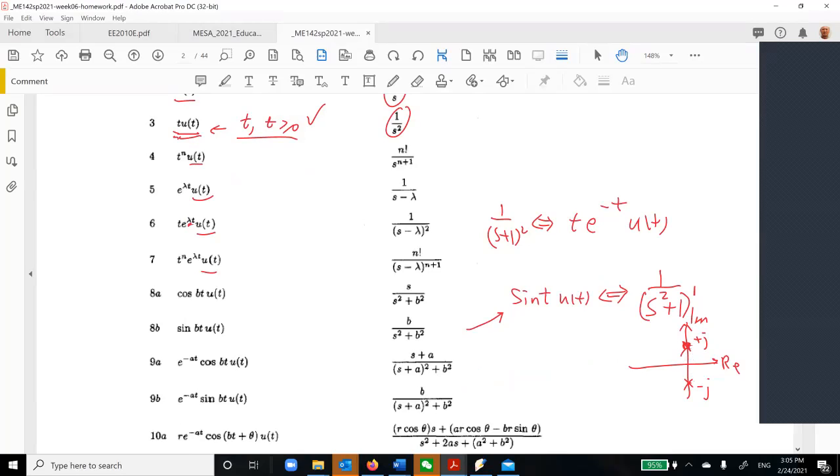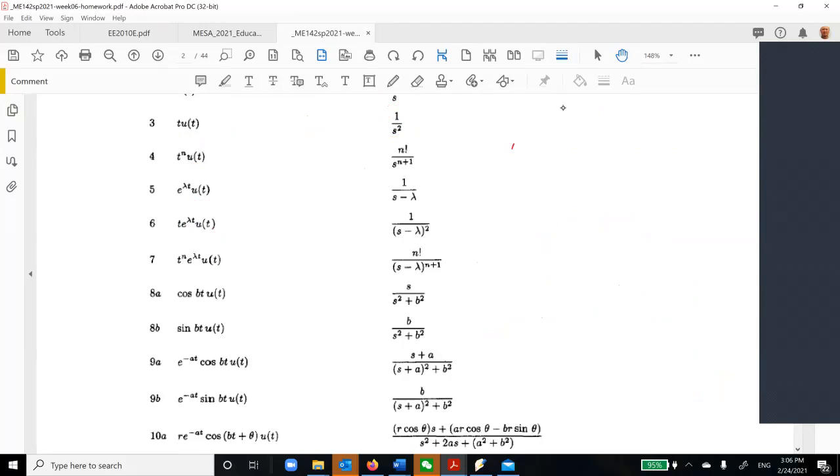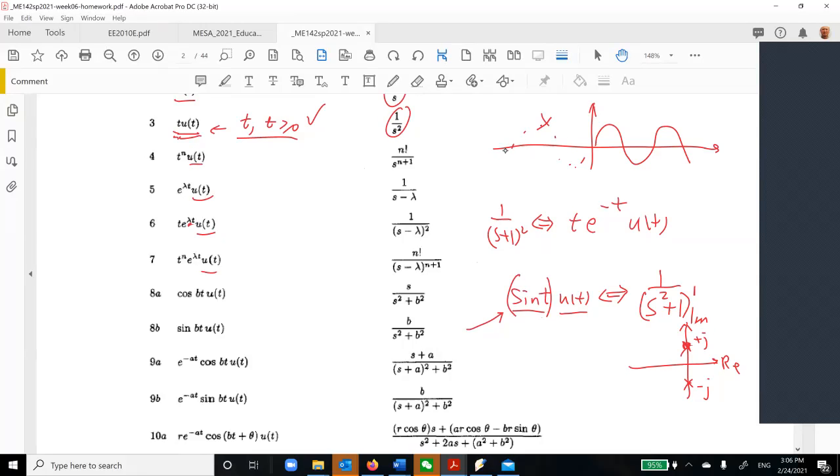So this will give you sine t times u(t), because when t is less than 0, everything is 0. So basically you have sine t, but you don't consider what happens for negative t. It is all 0 when t is less than 0, and then you have this sinusoid for t greater than or equal to 0.